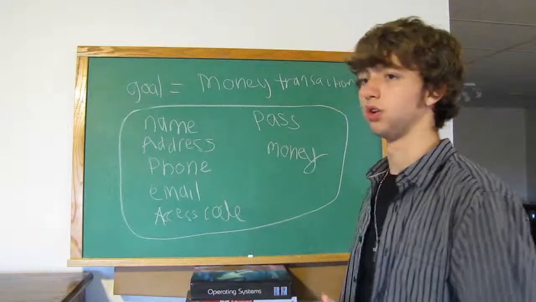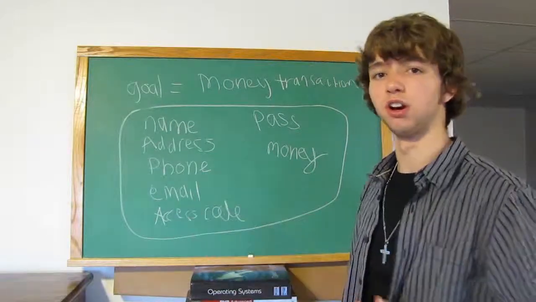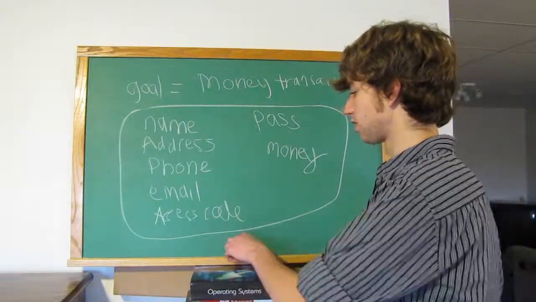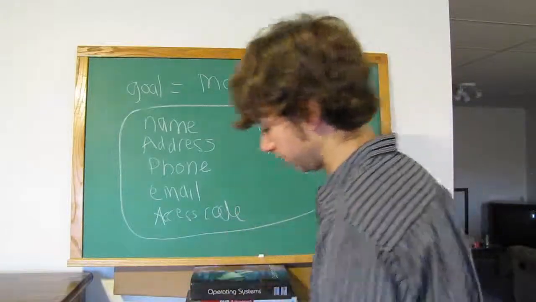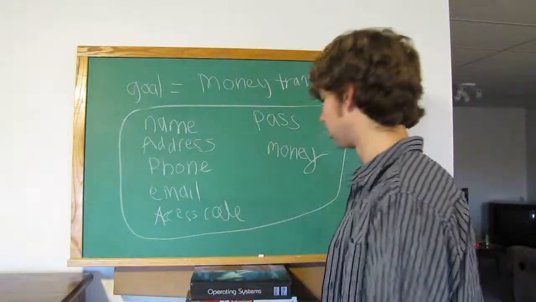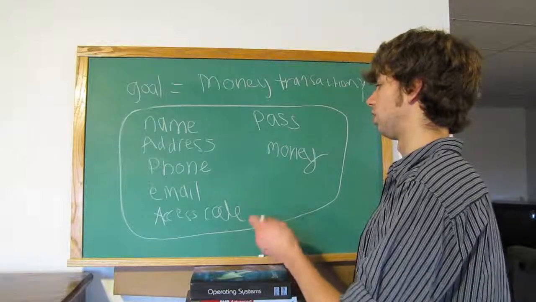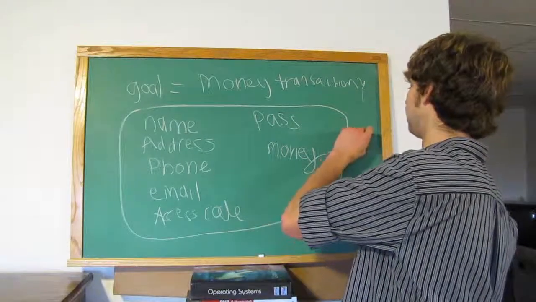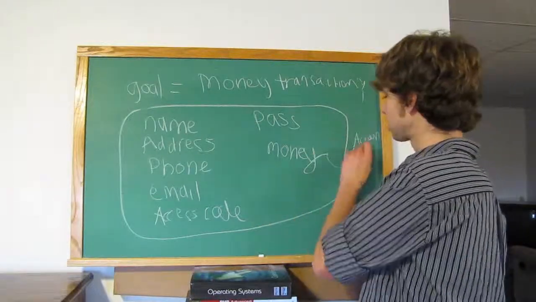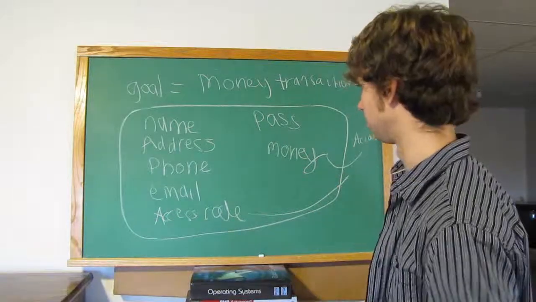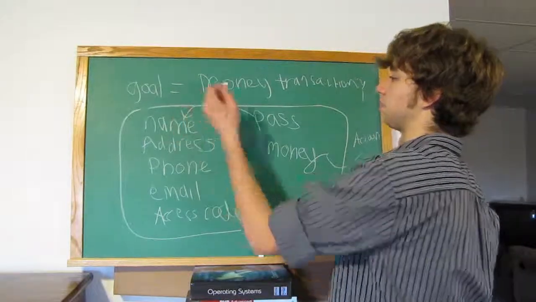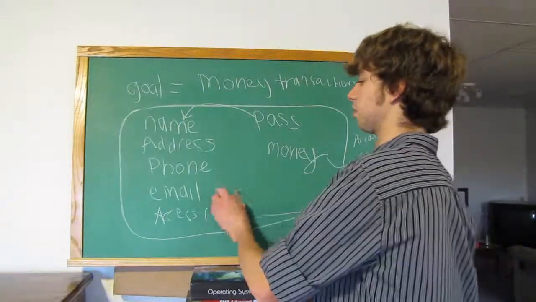The access code will be for each account, not each person. So what this means, the access code, where's my big piece of chalk? The access code is going to go with the account. So we have account over here. The money is going to go with the account, the access code is going to go with the account, but the password is going to go with the person. So this is how it's going to be broken up.